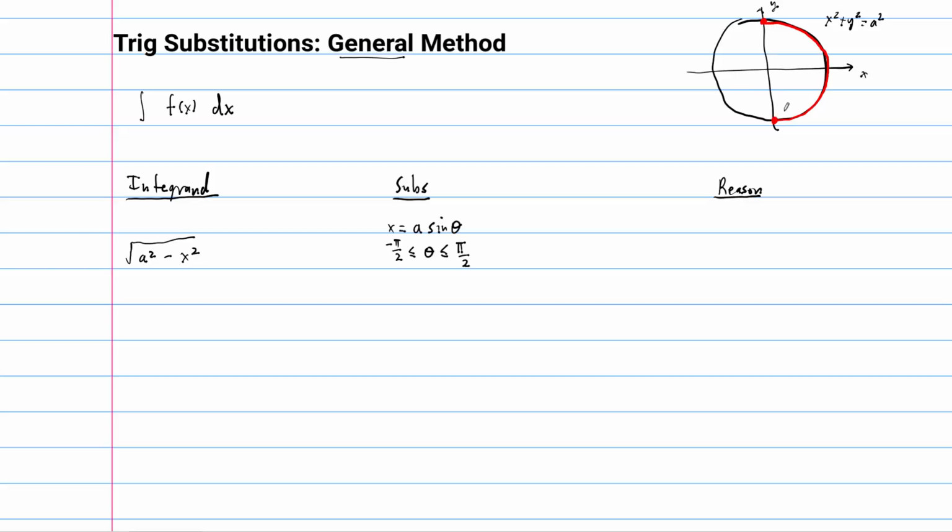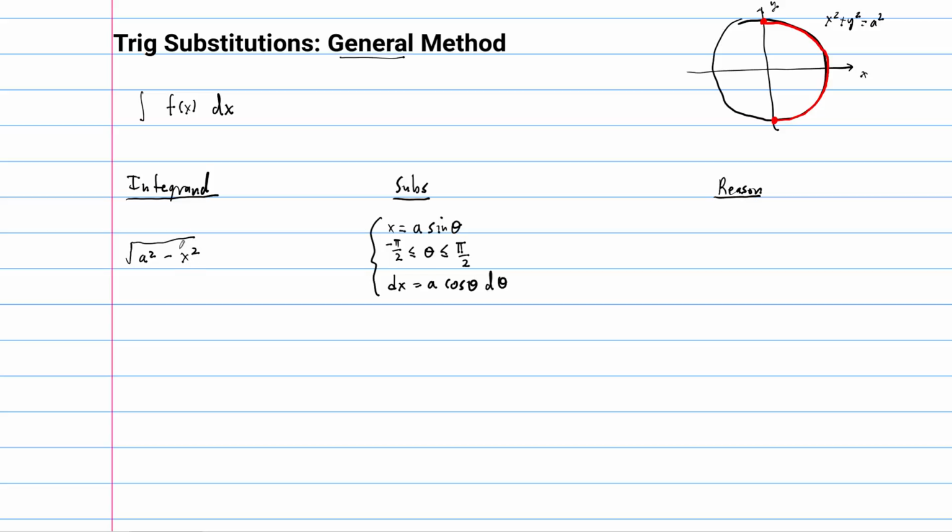Now, whenever we make an x substitution, we need to also compute the dx. And dx in this case is going to be a times cosine of theta d theta, just the derivative of sine. So this is the substitution that we'll make. Now, the reason that we make this substitution, we've partially thought it through.